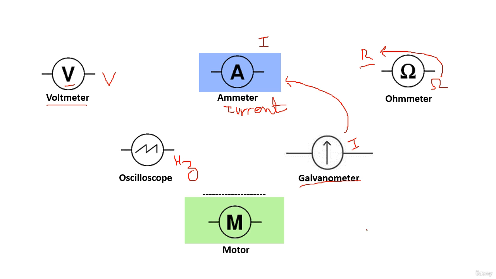Over here, this is not a meter device, this is a motor. This symbol is for the motor. M means motor. So this is the voltmeter, we use it to measure the voltage, the ammeter to measure the current, and the ohm meter to measure the ohms or the resistor. We have the oscilloscope for the frequency and the galvanometer for very low currents, like milliamps. And here we have the symbol of the motor.